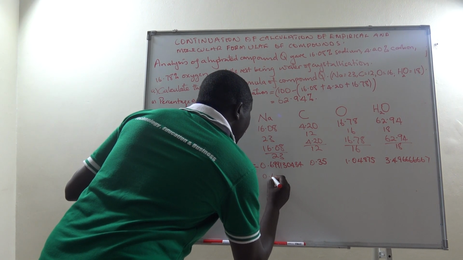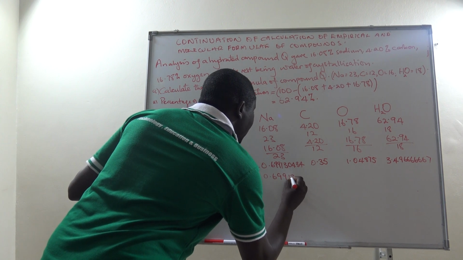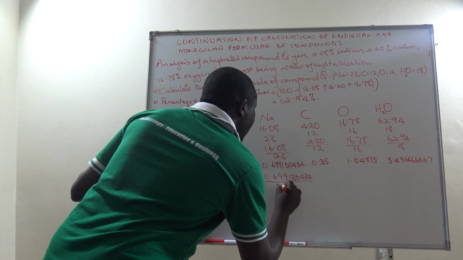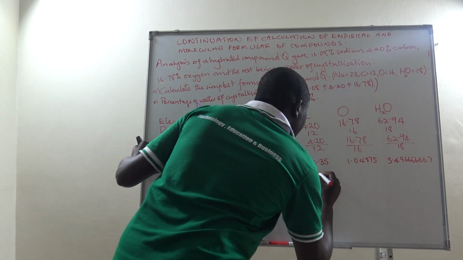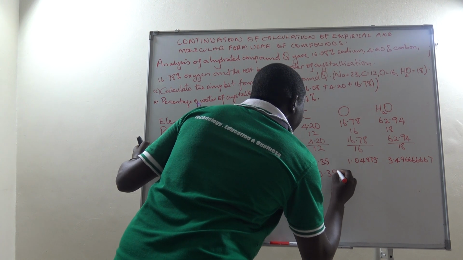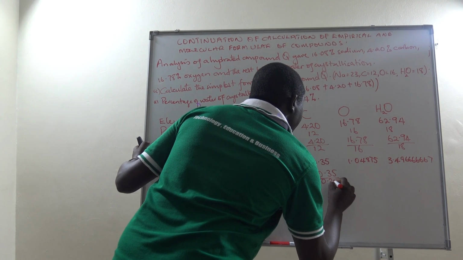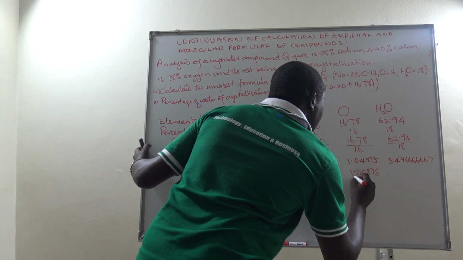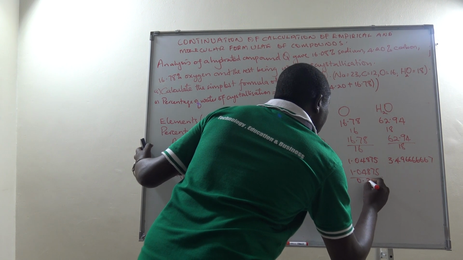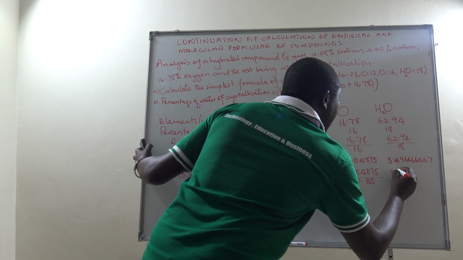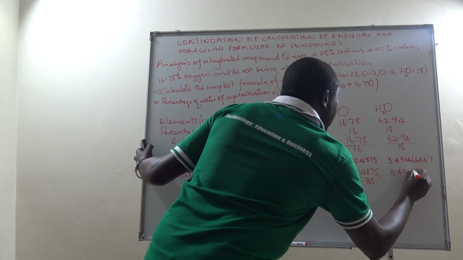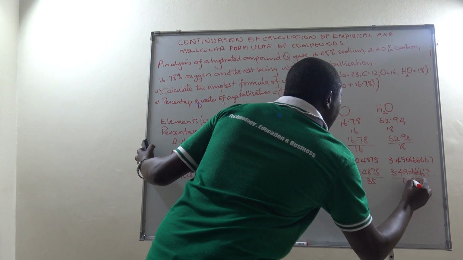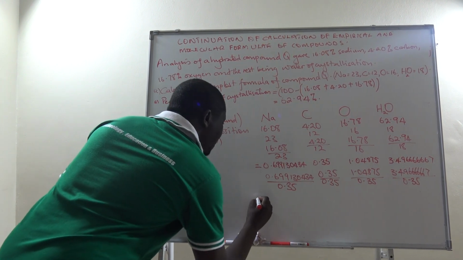So this one is 0.699130434. We divide by 0.35. This one also 0.35. We divide by itself by 0.35. And this one is 1.04875. We divide by 0.35, and then 3.496666667. We also divide by 0.35. Let us see what we get from here.